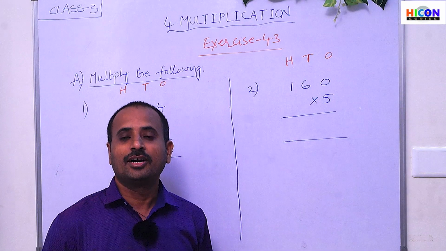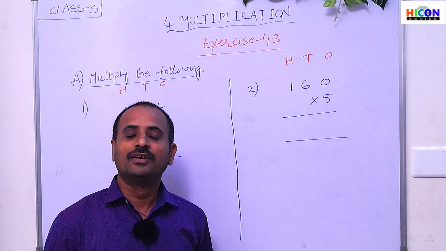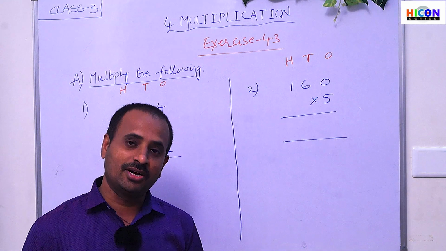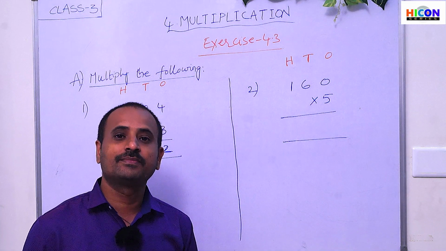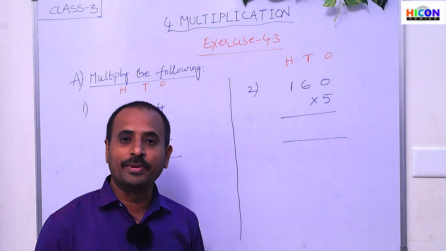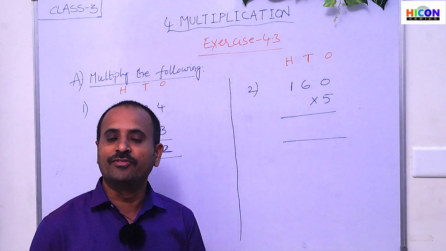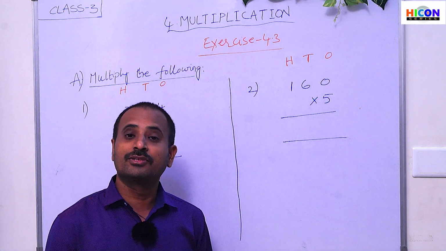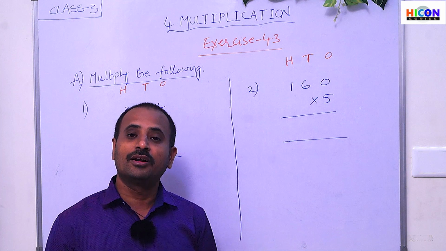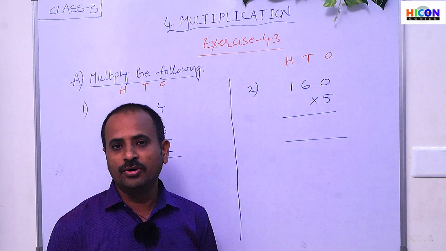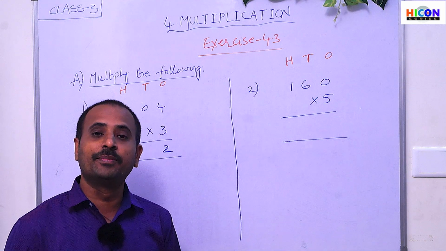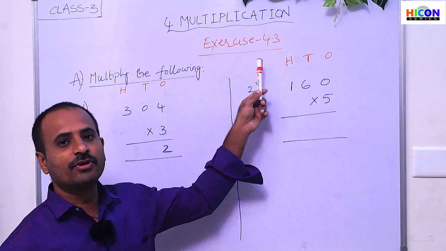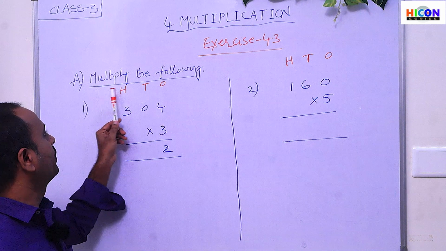So hi children, up to now we have discussed the multiplication of a 3-digit number with a single digit number. In this multiplication, there are two types: multiplication without regrouping and multiplication with regrouping. We have already practiced many problems without regrouping and some example problems with regrouping. Now let us practice some more problems on multiplication with regrouping in the exercise part. So go to exercise 4.3. Children, multiply the following.